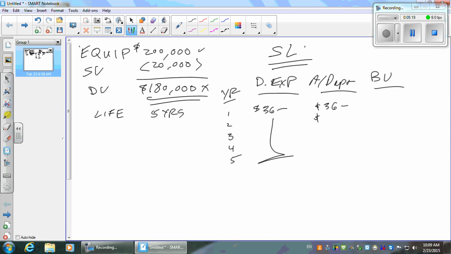Okay, so what's accumulated depreciation? Second year, 72. What is it the third year if you add another 36 to it? 108. What is it the fourth year? 144. What is it at the end? 180. It's a miracle. It's 180, and I have 200 cost. What's the remaining book value at the end? 20, which is what we wanted to have at the end.